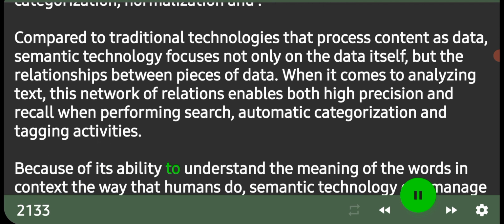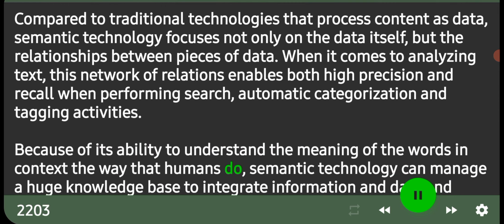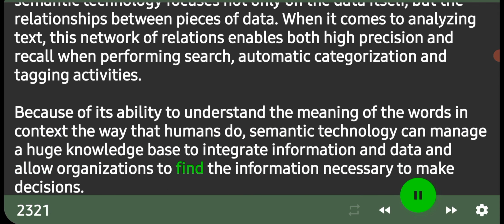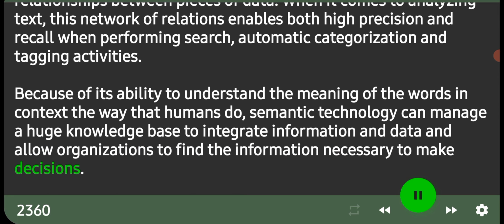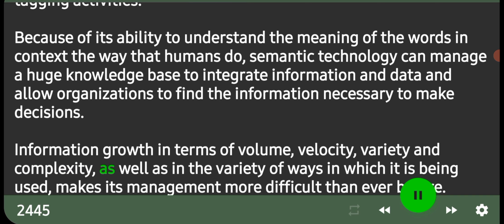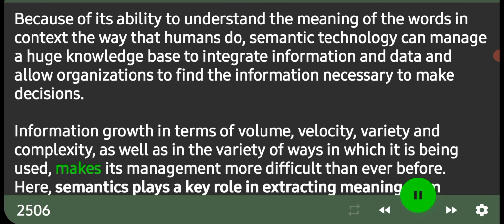Because of its ability to understand the meaning of the words in context the way that humans do, semantic technology can manage a huge knowledge base to integrate information and data and allow organizations to find the information necessary to make decisions. Information growth in terms of volume, velocity, variety and complexity, as well as in the variety of ways in which it is being used, makes its management more difficult than ever before.